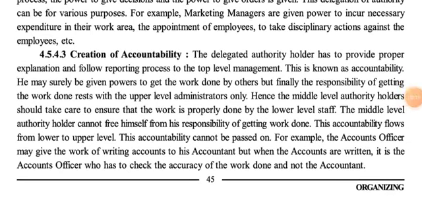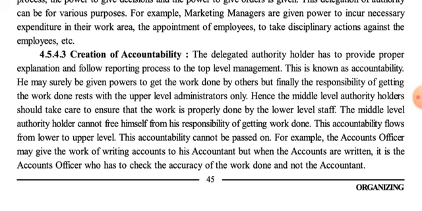Now the last one is the creation of accountability. The delegated authority holder has to provide proper explanation and follow reporting process to the top level management. This is known as accountability. He may surely be given powers to get the work done by others, but finally the responsibility of getting the work done rests with the upper level administrators only.